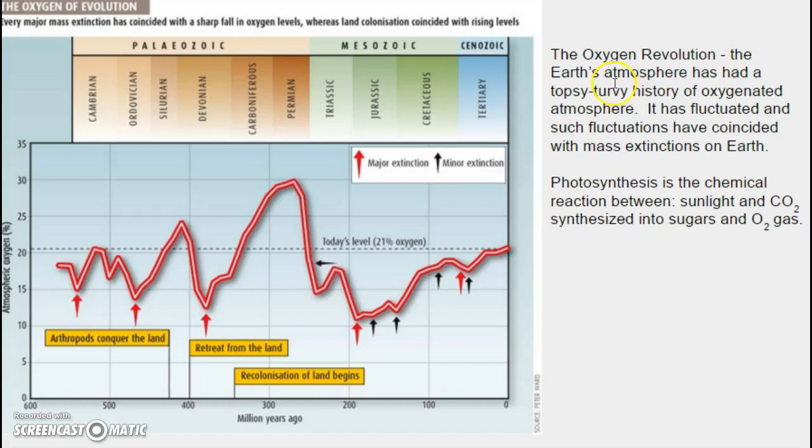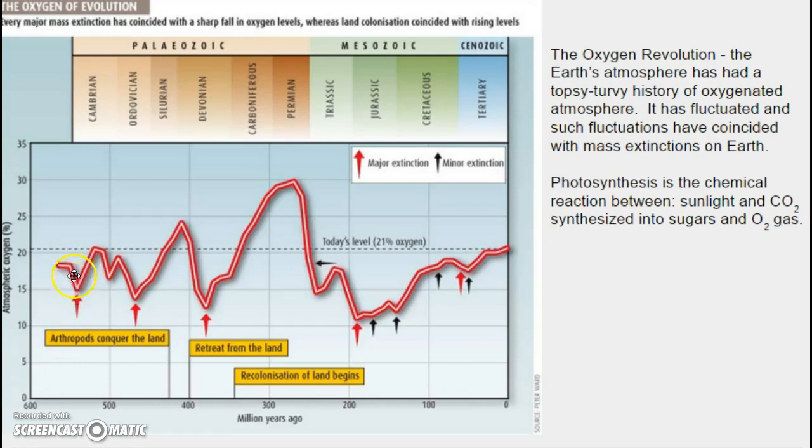The Earth's atmosphere has had a topsy-turvy history of oxygenation. It has fluctuated, and such fluctuations have coincided with mass extinctions on Earth. Photosynthesis is the chemical reaction between sunlight and carbon dioxide that synthesizes into sugars and oxygen gas. So if I look at this, our current level is noted by 21% at this dashed line.